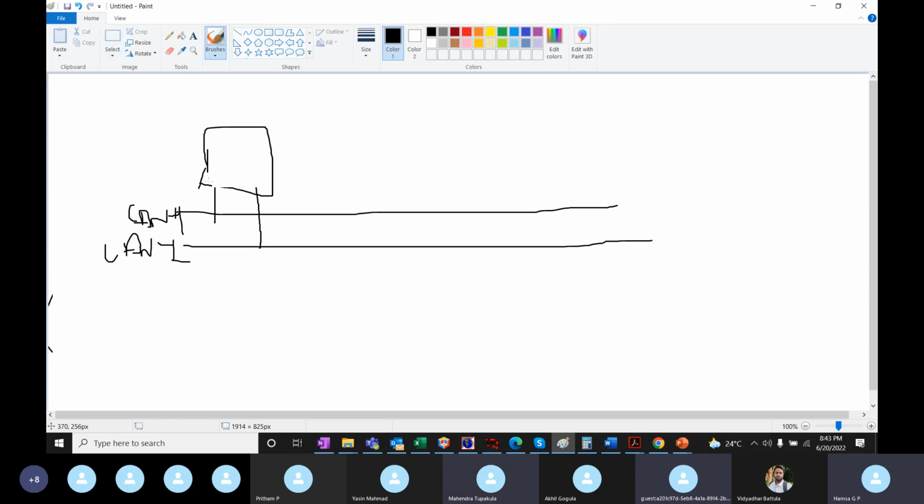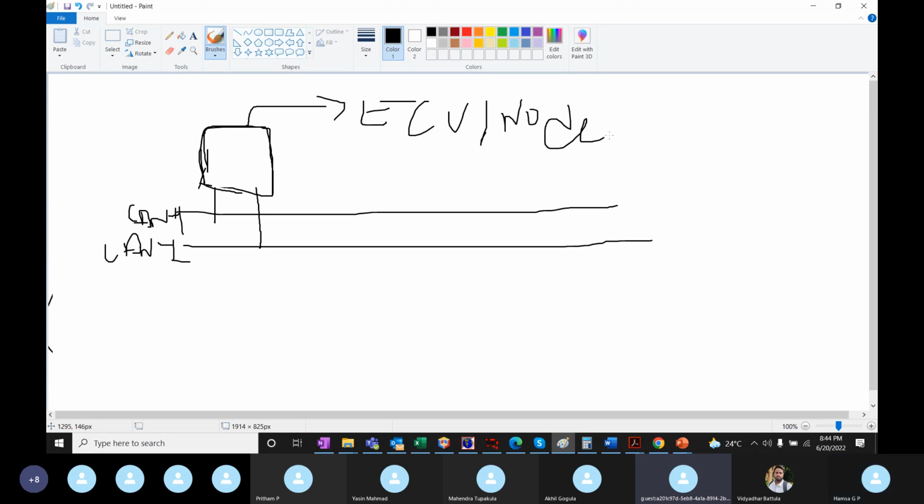When I say ECU or node, what exactly does it contain? It contains a CAN transceiver. Has anybody heard of the CAN transceiver name?